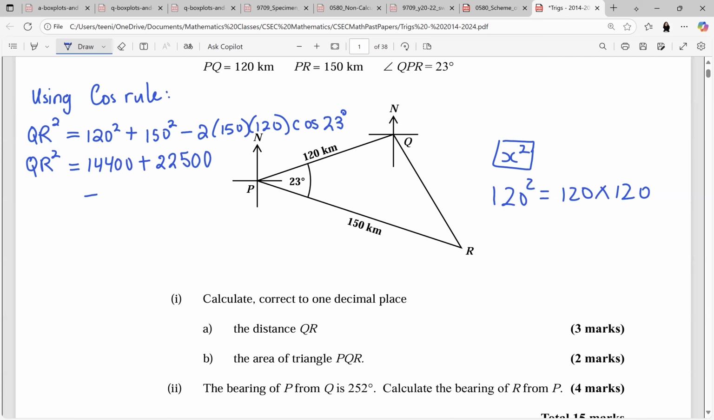You say 2 times 150 times 120. Yeah, because that's this part here. 2 by 150 by 120 in brackets literally means 2 times 150 times 120. What do you get for that part?